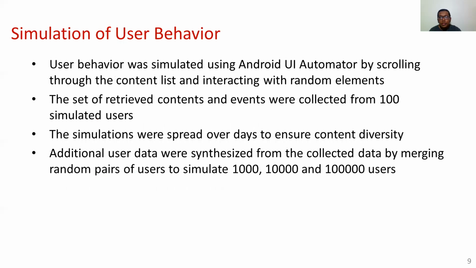We tested our implementation by simulating user actions using the Android UI automation tool on 9 apps. The test script scrolls through the list populated by retrieved content items and interacts with random items from it. The automated test was performed 100 times over a few days to ensure diversity of the contents. Additional user data was synthesized from it by merging random pairs of users to simulate more users.